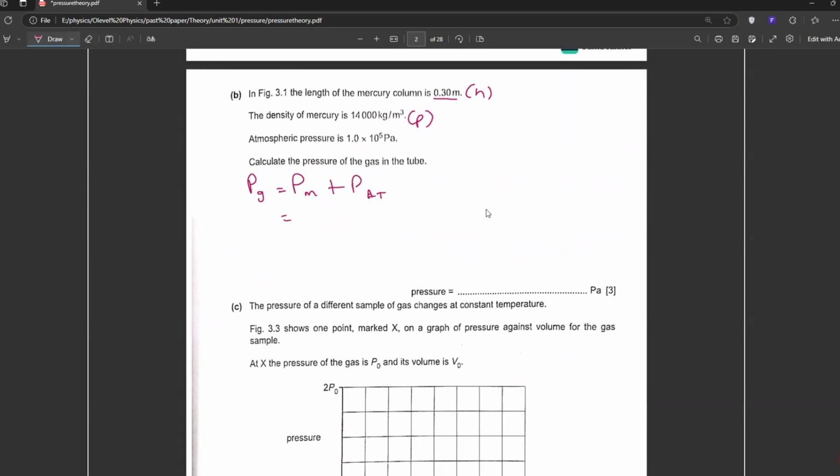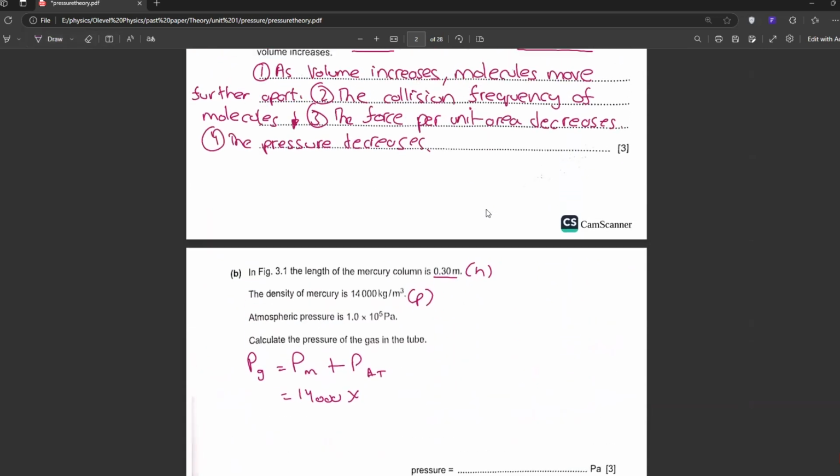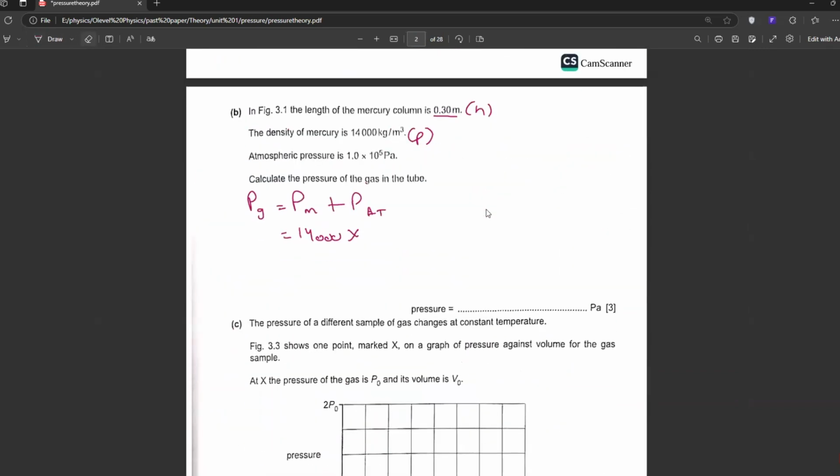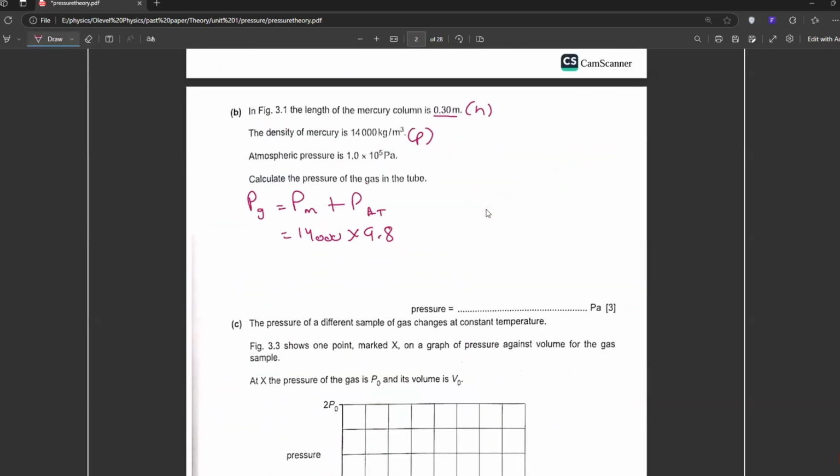What will be the pressure due to mercury? Density, that is 14,000, multiplied by g. Are we given the value of g here? No. The question hasn't specified the value of g. If the question doesn't specify the value of g, you will take 9.8, multiplied by height, that is 0.3, plus the atmospheric pressure, that is 1 into 10 raised to the power of 5. What does your pressure of gas come out to be? 14,000 into 9.8 into 0.3 plus 10 raised to the power of 5. This comes out to be 141,160. If I round it off to three significant figures, 141,000 pascals is your answer.